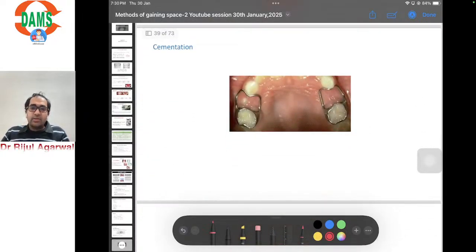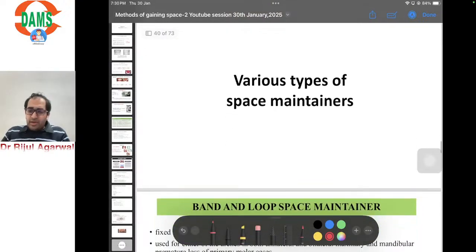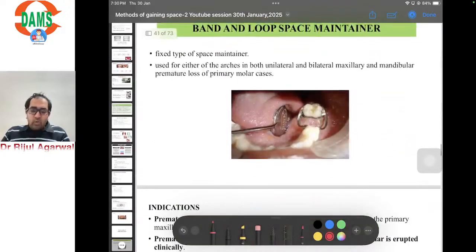And next is the cementage. Now coming to the various types of space maintainers. First is the band and loop. It's a fixed type used for either maxillary or mandibular, can be unilateral or bilateral, and given in the premature loss of primary molar cases.